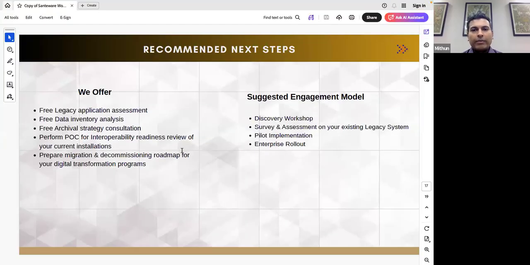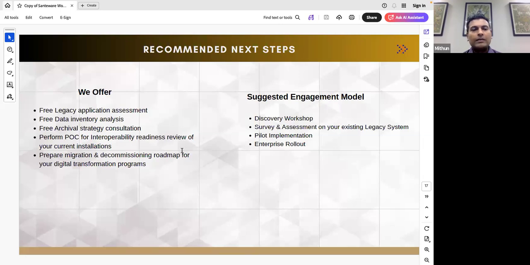One last thing I want to recommend, if you're all interested to deep dive further and maybe do one-on-one sessions: we offer free legacy application assessments. That means you let us come in and see what legacy applications you have. We prepare a detailed report and provide you recommendation steps. We also do data inventory analysis to see what data you have available across your systems, what could be retained, what could be let go, whether the data is interoperable, whether the data could be shared, how the data resides, whether it's in PDF format, whether it's in structured format. We do those kinds of analysis for free of cost.